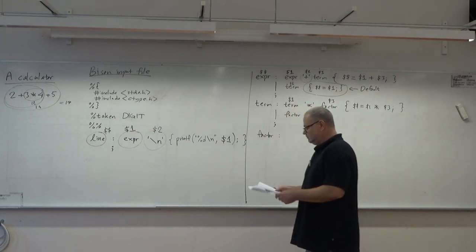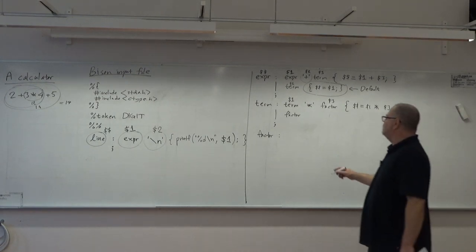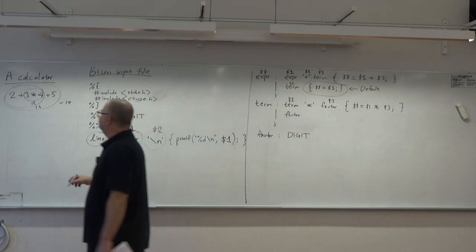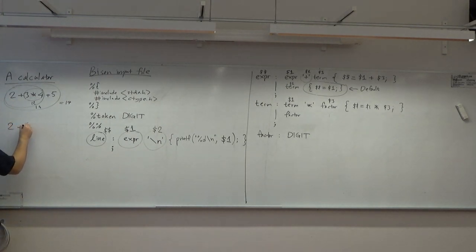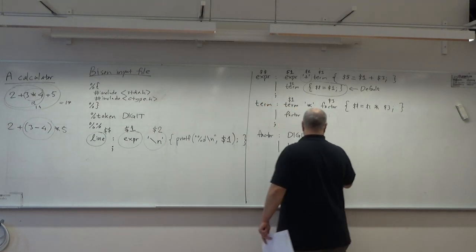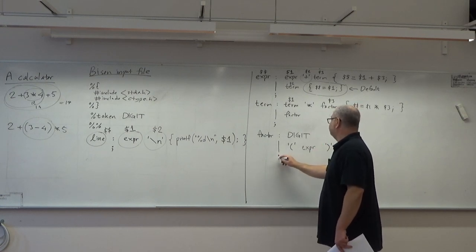A factor. Now we're down to single digits. So a factor can be a single digit. And to be able to work with parentheses, so you can say, for example, 2 plus 3 minus 4 times 5, all you need to do in your grammar is to say that a factor can be a single digit, but it can also be any expression inside parentheses. So if you have two parentheses like this and an expression between them, that can also be a factor.